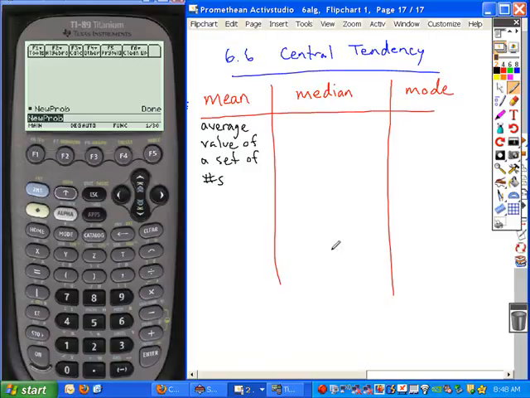What about mode? Let's jump to mode. Does anybody recall what that is? Yeah, Becca? It's the one that happens the most. So most. Good. Most frequent number. So the number that occurs the most in that set.